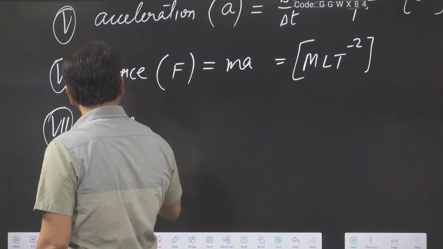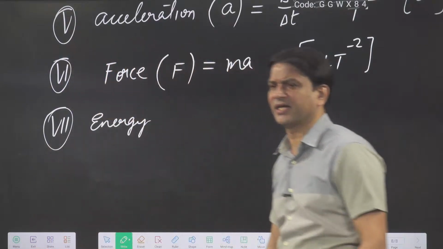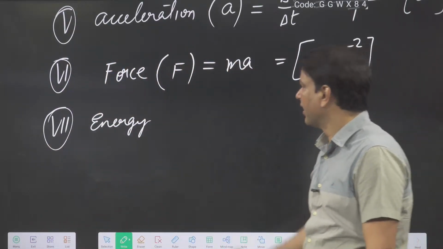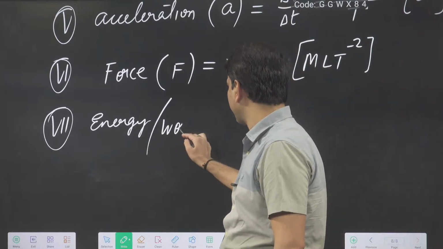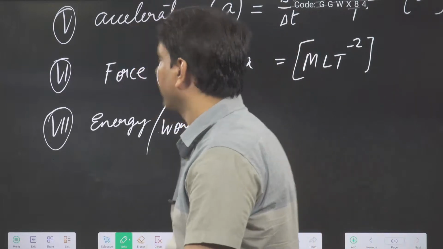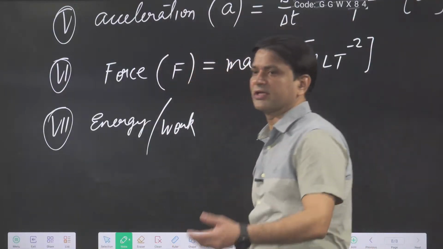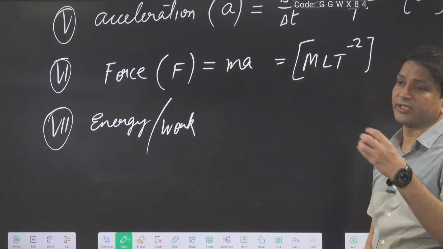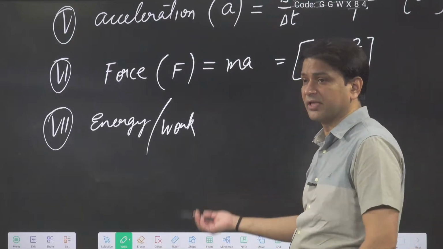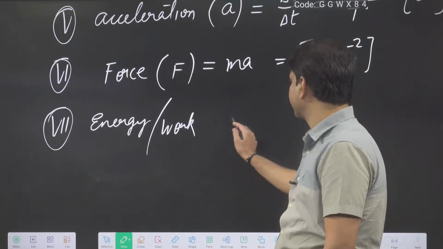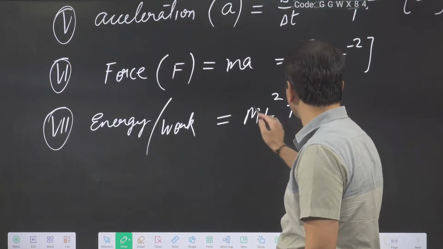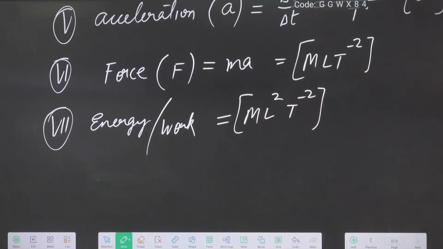Energy, any form of energy, potential energy, kinetic energy, spring energy, electrostatic energy, any energy or work, dimensionally they are the same. Whether you use kinetic energy, half mv square, or mgh, or work as force into displacement, by using that, energy dimension or work dimension will be the same. That is ML2 T minus 2.